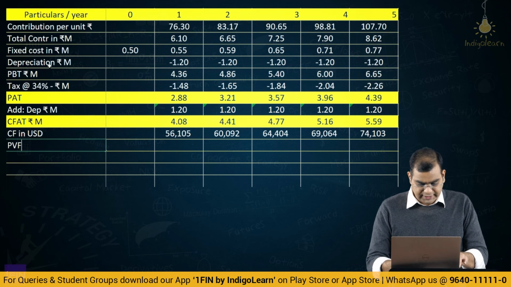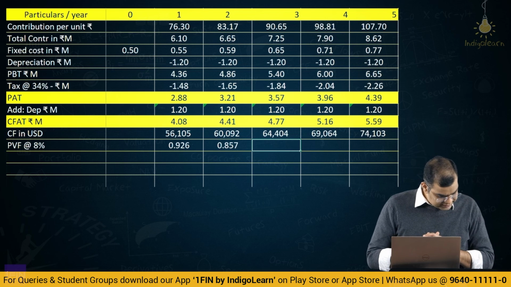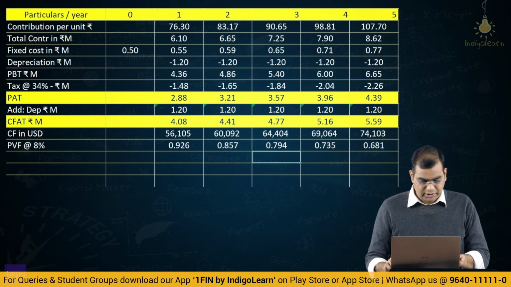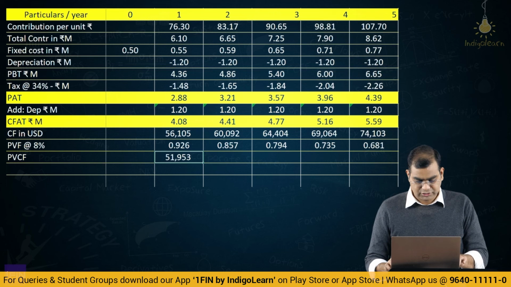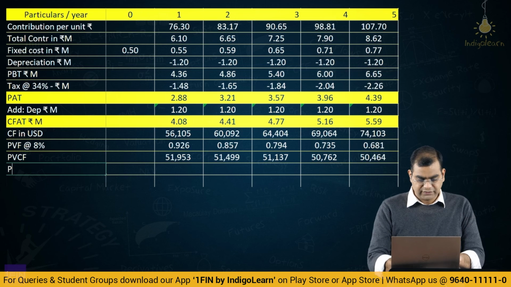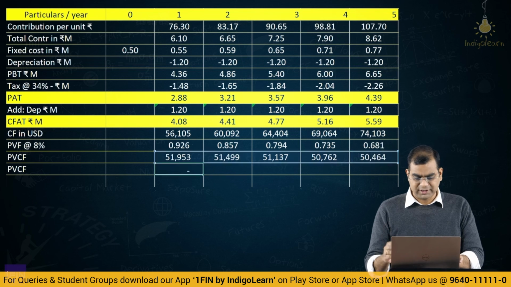8%, right? At 8%, it will be 0.926, then 0.857, then 0.794, then 0.735, then 0.681. Okay, so present value of cash flows is the multiplication of the cash flow in USD with the present value factor, right? So you basically get the present value of all the cash flows. The sum is approximately 51,000 into 5, so it will be something about 255,000 US dollars.